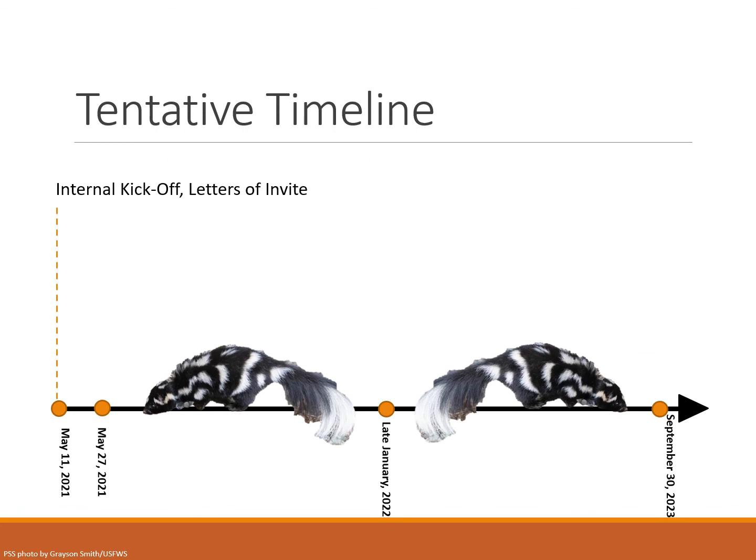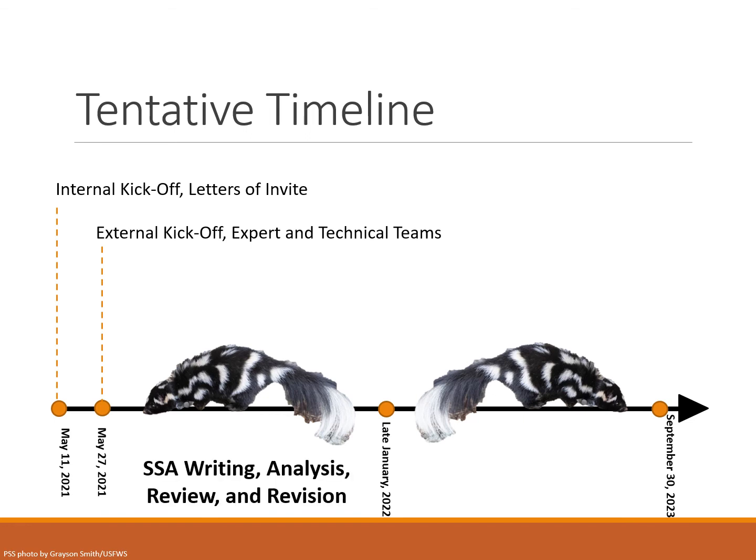So now to give you an idea of our timeline, we had our internal kickoff and sent out letters of invite at the beginning of May. We had our external kickoff and contacted our expert and technical teams in late May, and then started the SSA writing, analysis, review, and revision process in hopes to have a final draft complete in order to send out to external review by our peer reviewers and state partners by late January 2022. That's so that we can have a recommendation team meeting internally in spring, hopefully of 2022.